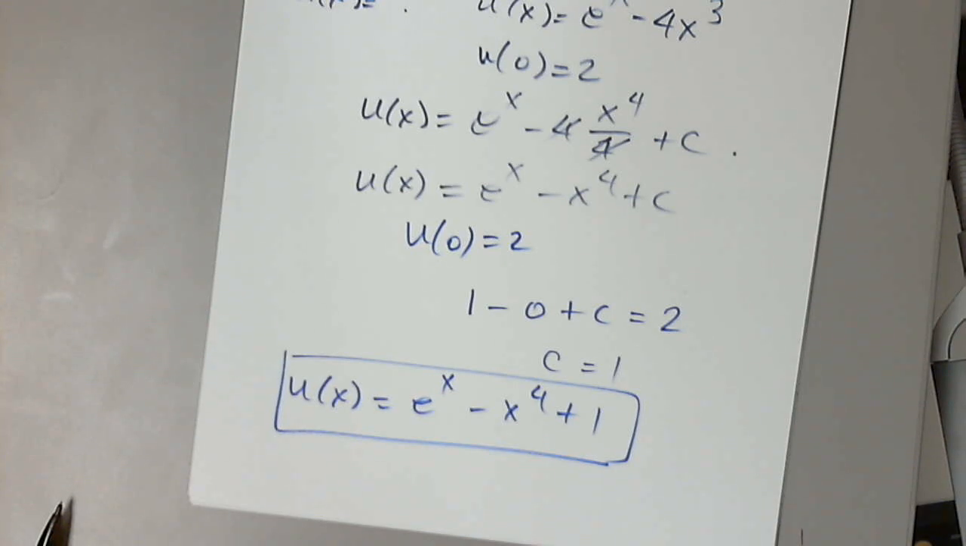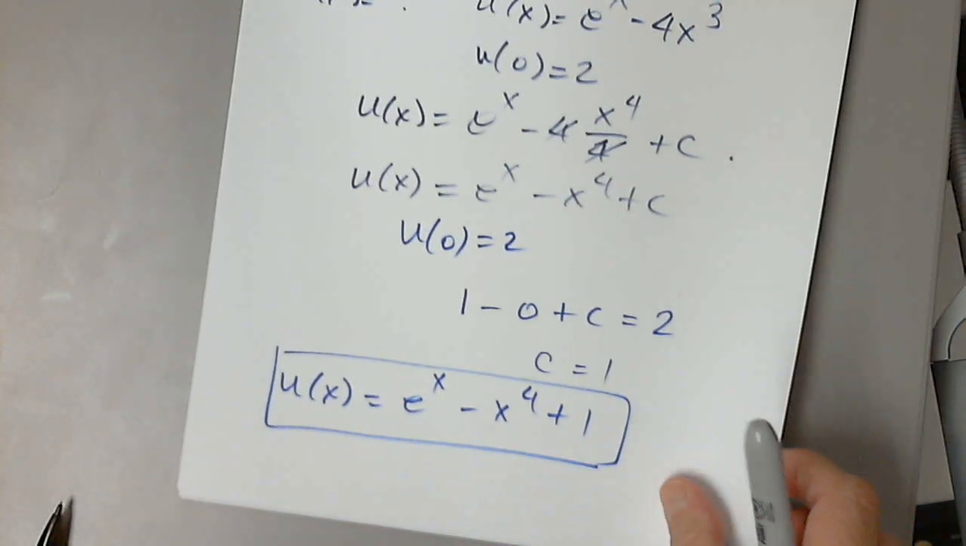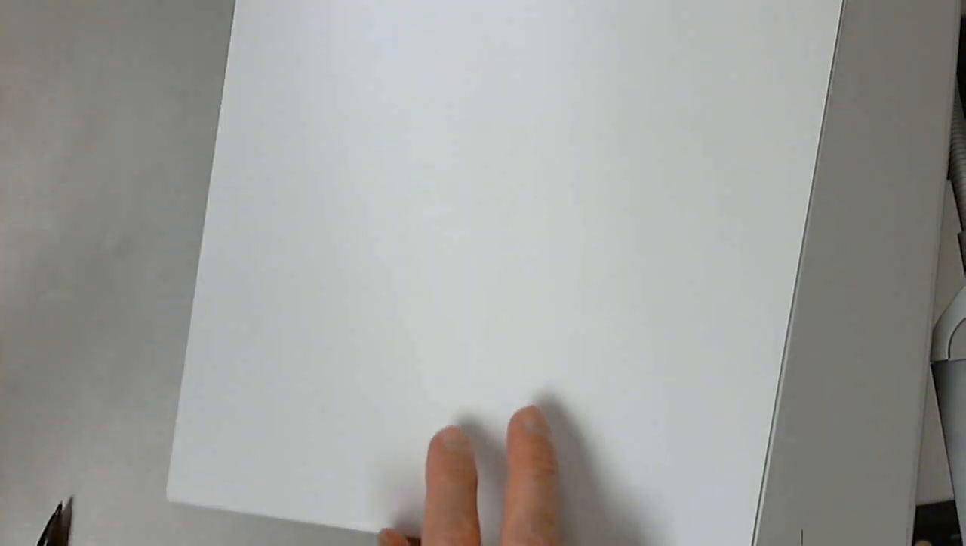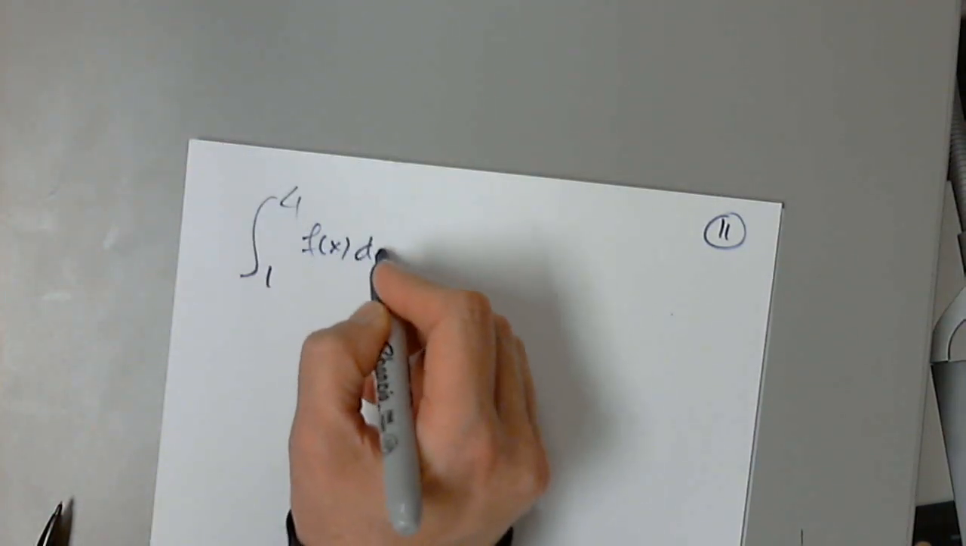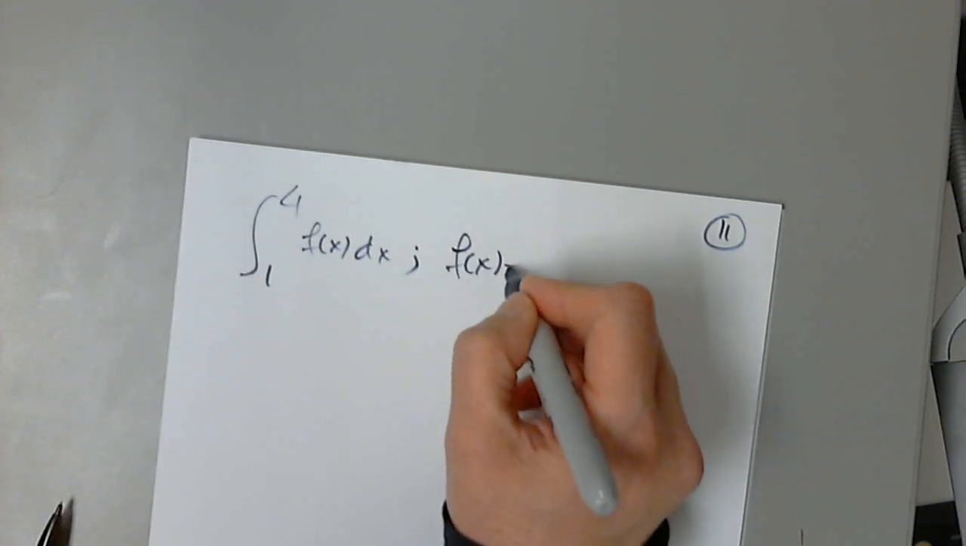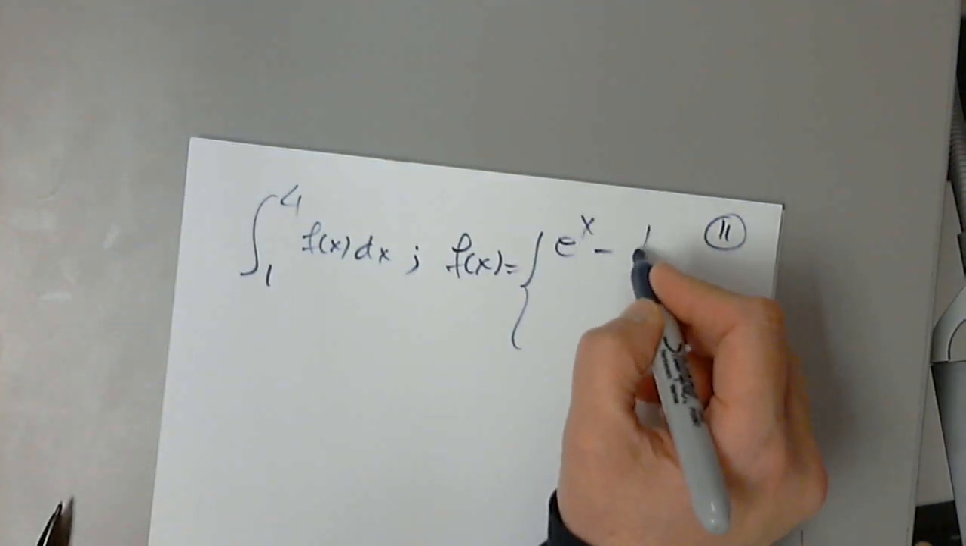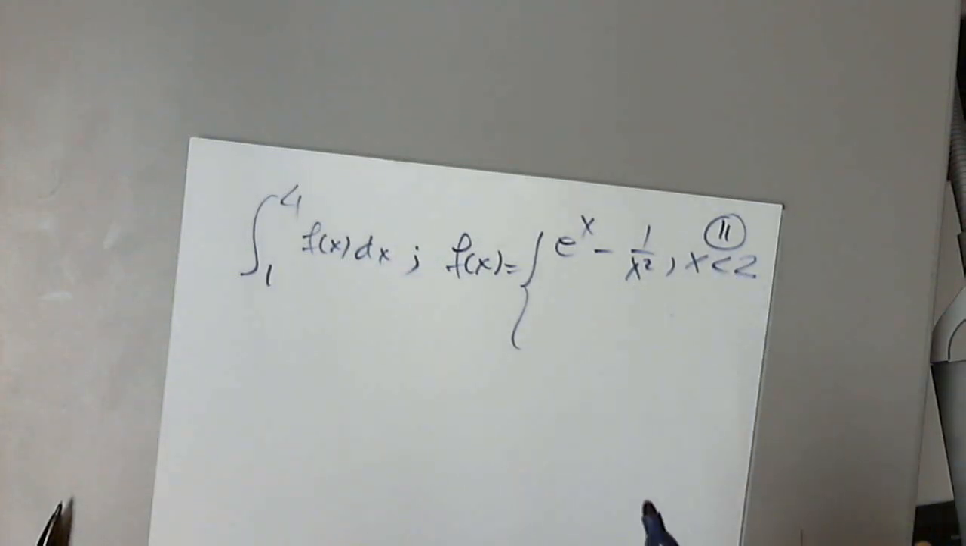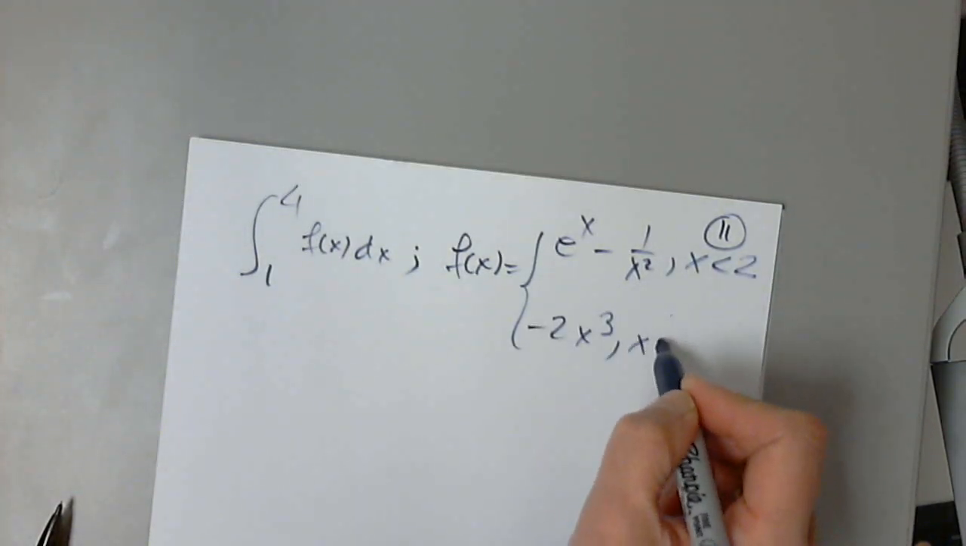Good, next question. Number 3. So what do we do with number 3? The integral from 1 to 4 of f of x dx, where the function is given as a piecewise defined function: e to the x minus 1 over x squared for x less than 2, and negative 2x cubed for x greater than or equal to 2.